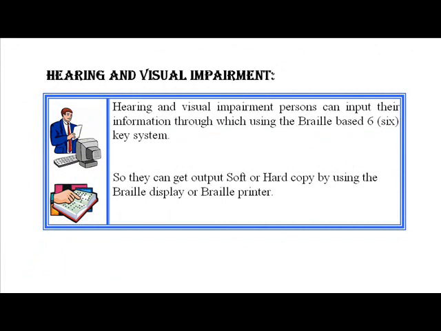Hearing and visual impairment. Persons with hearing and visual impairment can input their information using the Braille-based 6-key system, so they can get output as soft or hard copy by using the Braille display or Braille printer.